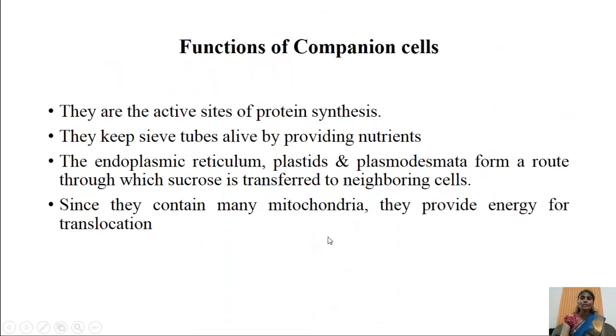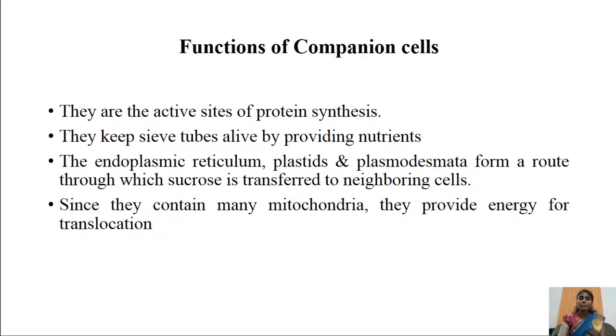Then coming to the functions of companion cells, they are the active sites of protein synthesis. They keep sieve tubes always alive by providing nutrients, since they are always aligned with the sieve tubes. The endoplasmic reticulum, plastids, and other organelles, along with plasmodesmatal connections, form the route through which the sucrose is transferred to the neighboring cells.